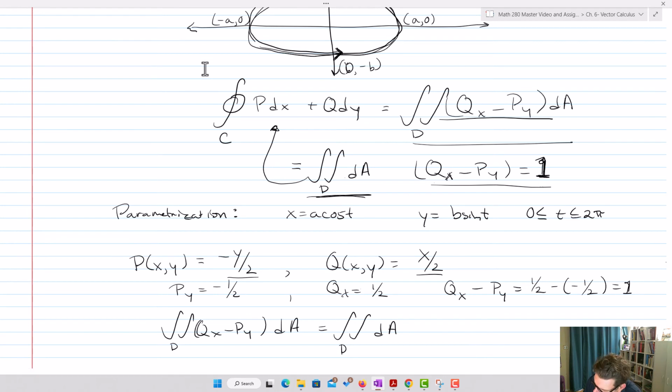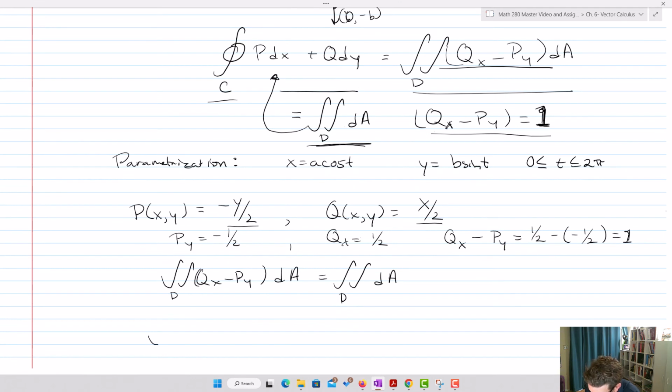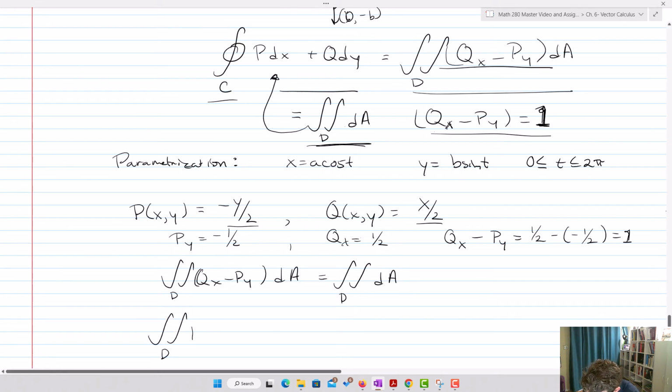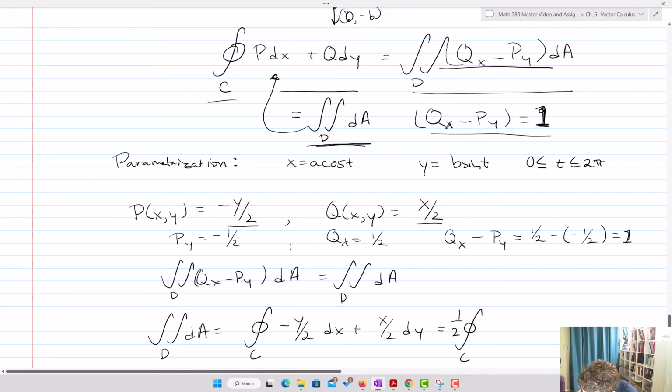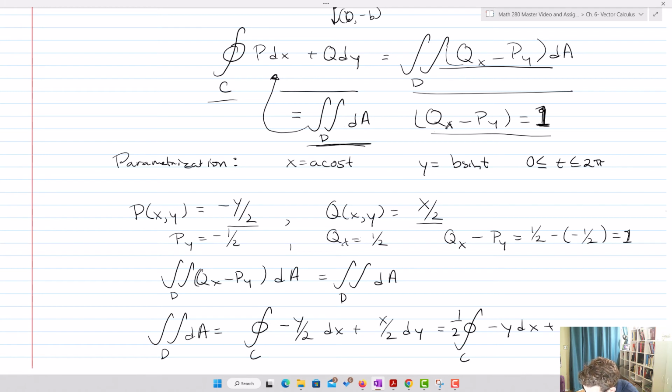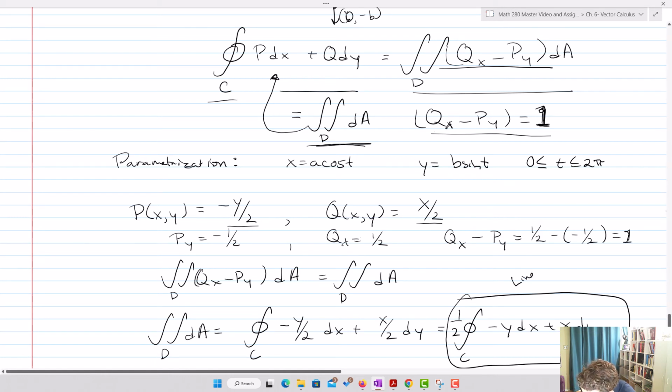So I'm going to back that out, and I'm going to take it back up here to this line integral, the P dx and Q dy. So that means that the double integral over D of dA is just going to equal the line integral around its boundary of, in this case, negative y over 2 dx plus x over 2 dy, and that equals 1/2 times the line integral over the boundary of negative y dx plus x dy. And that's the line integral version. So it's the line integral for the area of a region. That's cool.